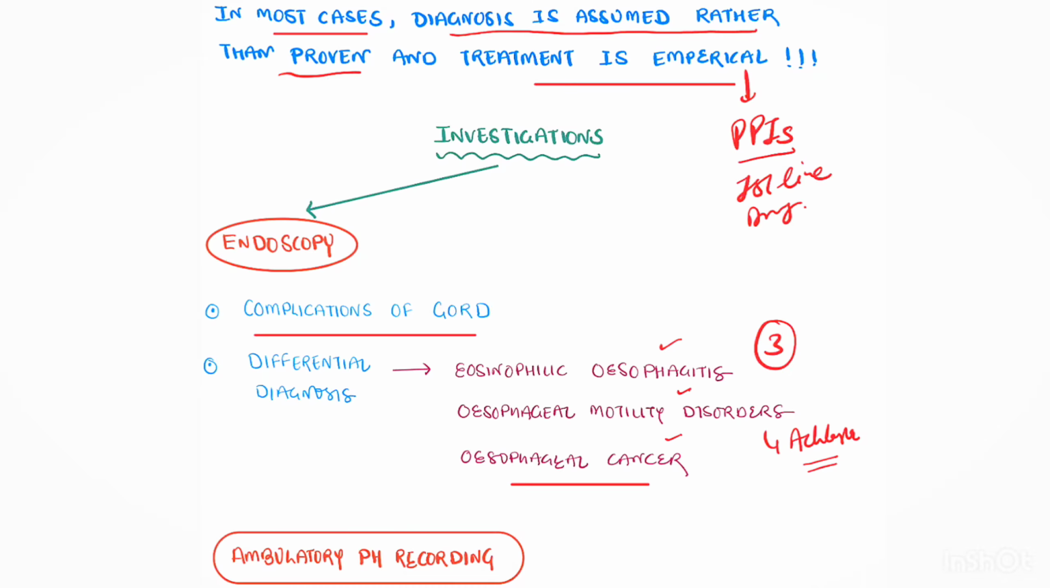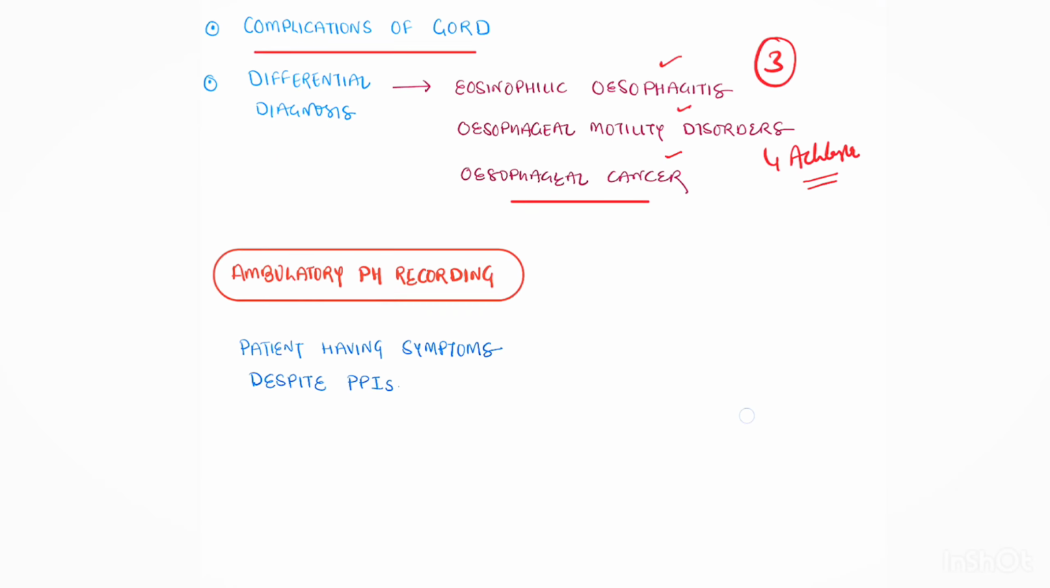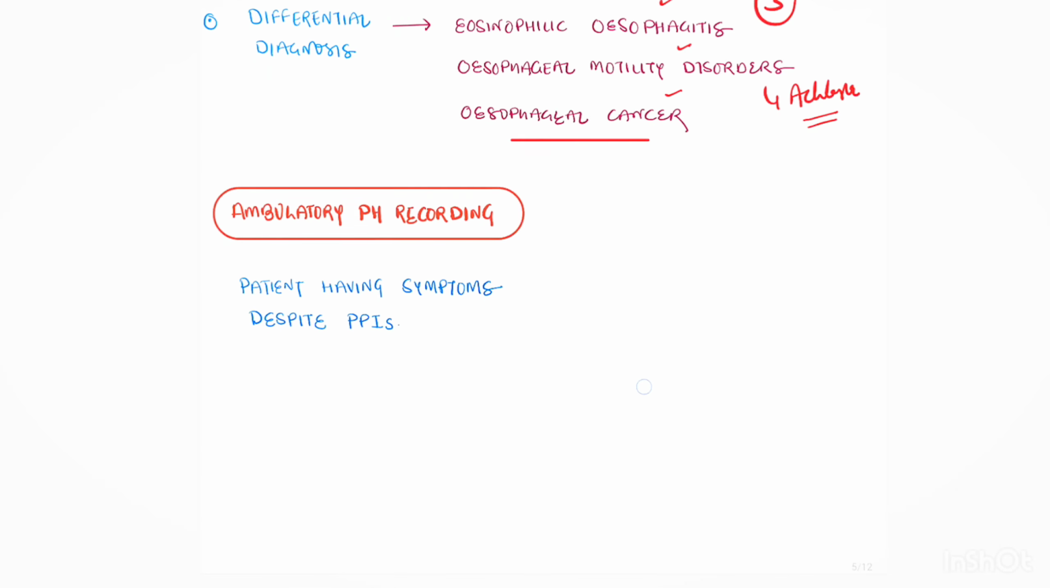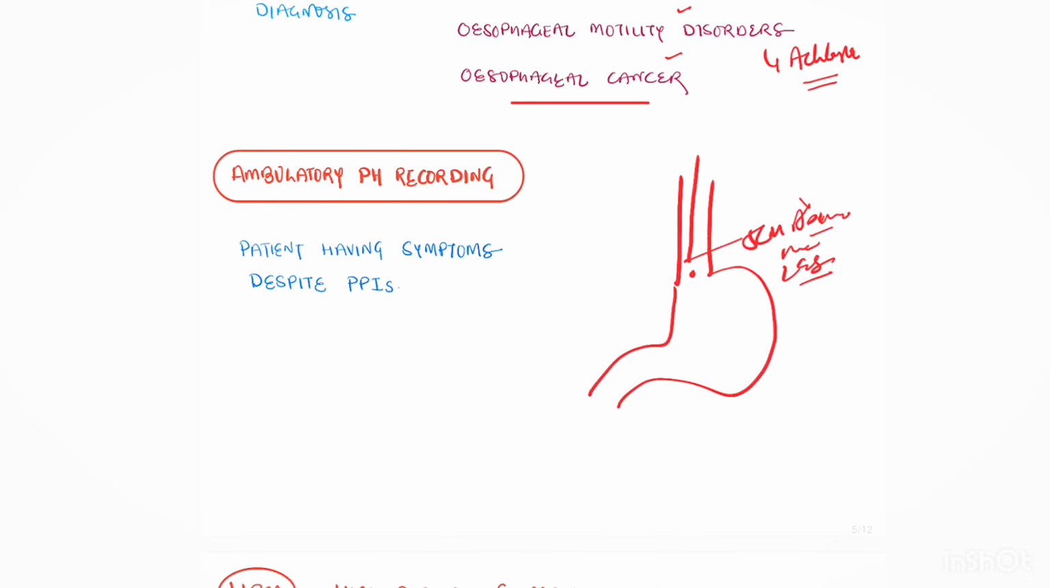So to rule out these three from the GORD, we can do the upper GI endoscopy. And the second investigation is ambulatory pH recording. Here we put a probe 5 centimeter above the LES, lower esophageal sphincter, to know the pH here. So this investigation is known as ambulatory pH recording if the patient is having symptoms despite the proton pump inhibitors.